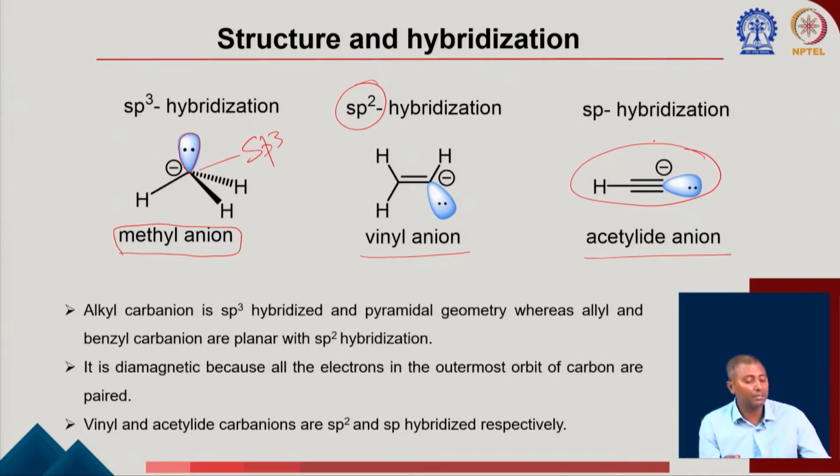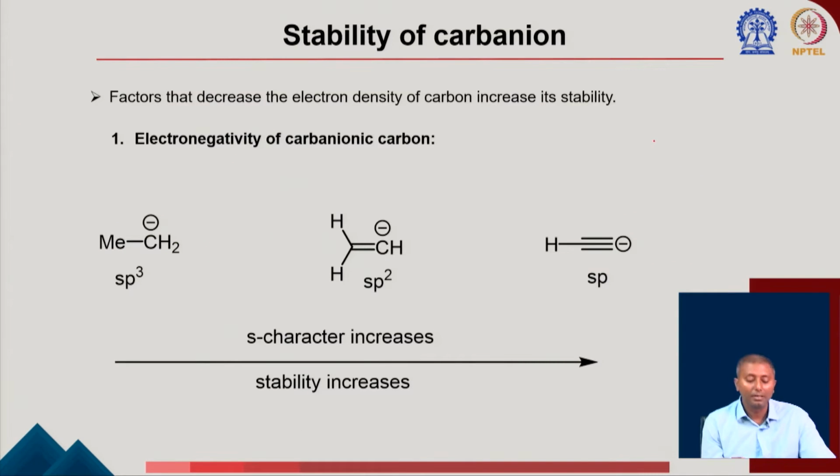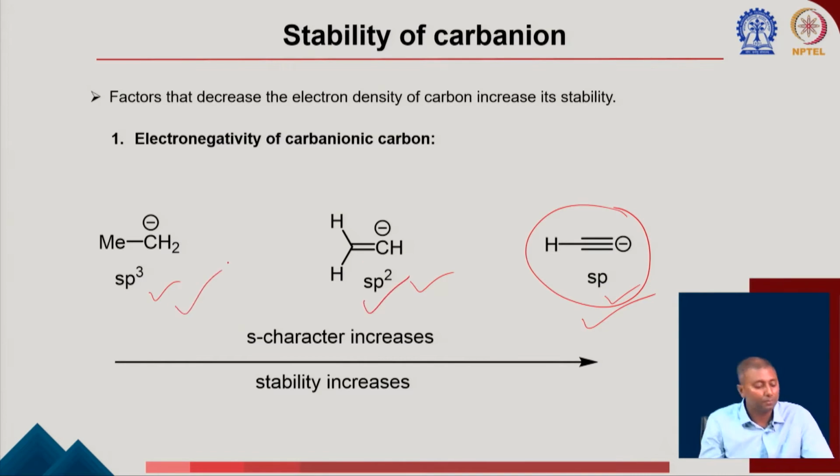Now we are going to try to understand their stability. Going from sp3 to sp2 to sp, the percentage of s character is increasing. As the percentage of s character increases, the electronegativity of the corresponding carbon increases. As the electronegativity of the carbon increases, it has a tendency to attract the electron density more. As it stabilizes the electron density more, that is why this carbon will be more stable compared to this one, compared to this one.